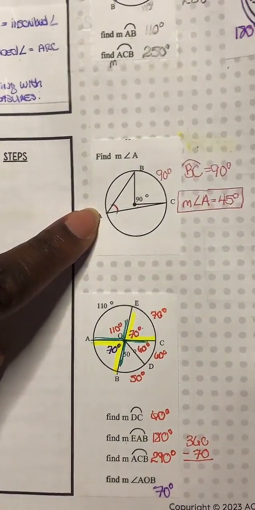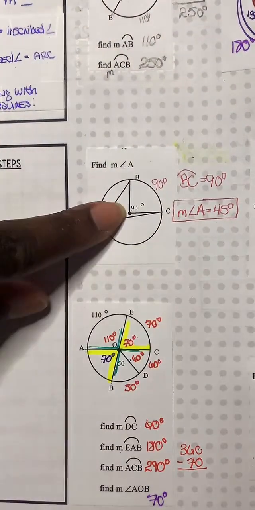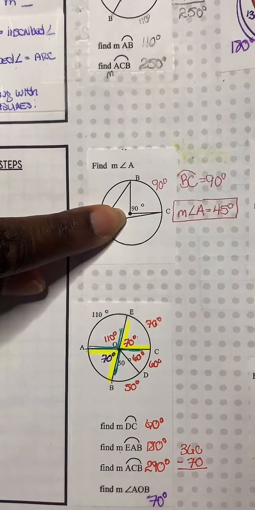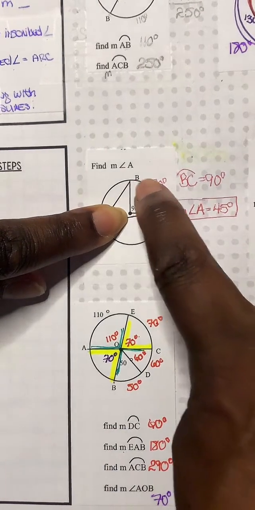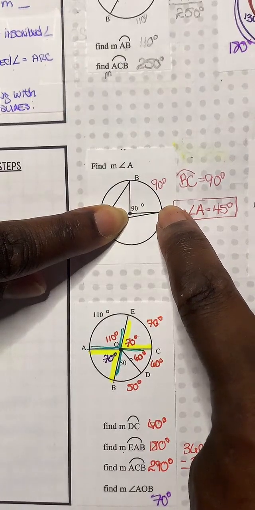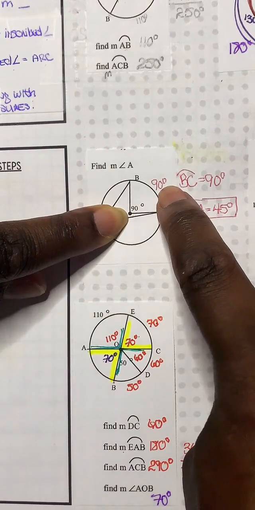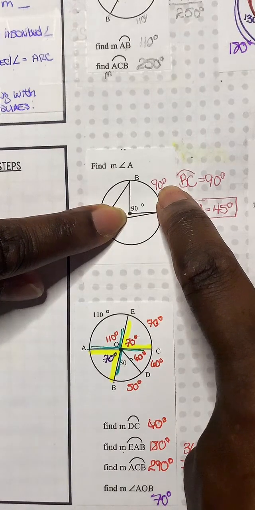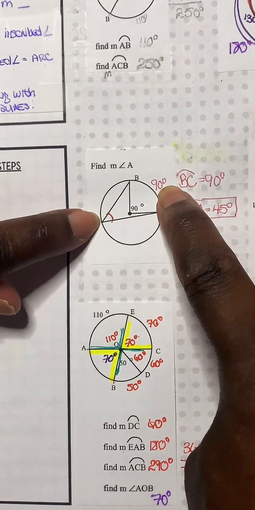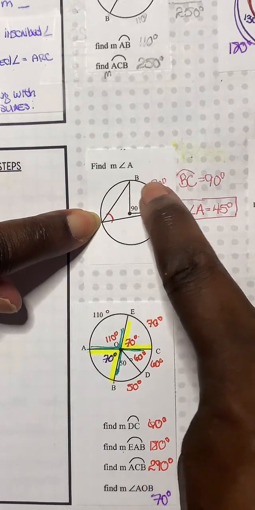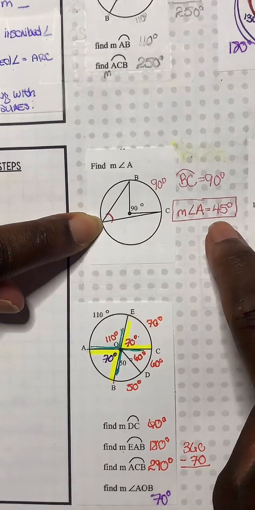So for this problem, how they got an answer of 45 degrees, first we have that central angle. So that's telling me that this arc is going to be 90 degrees because the central angle was 90 degrees. This was 90 degrees. So after we did that, now we're looking at the inscribed angle. So half of 90 will give us 45.